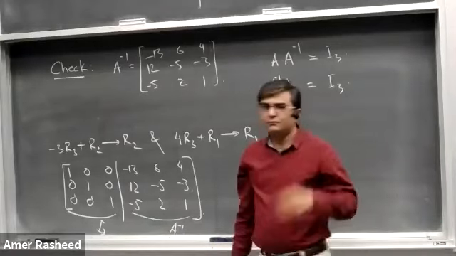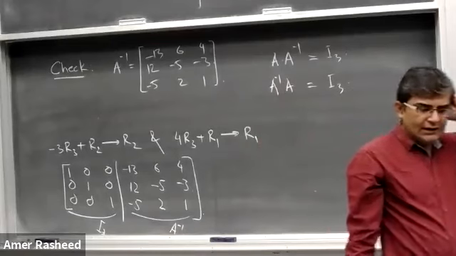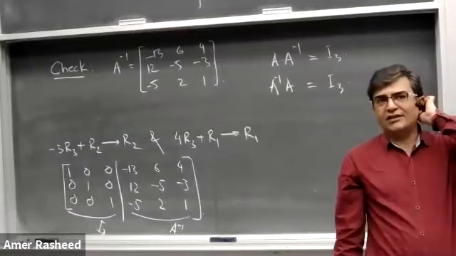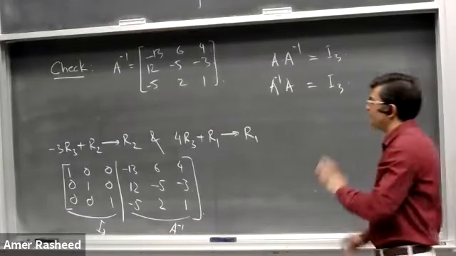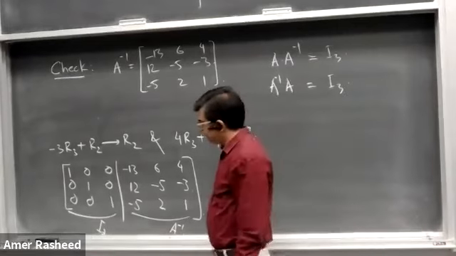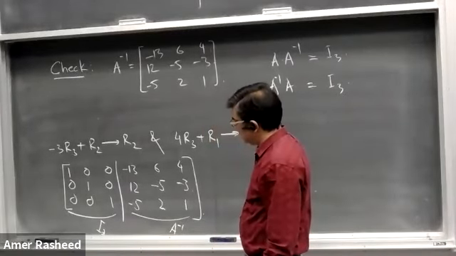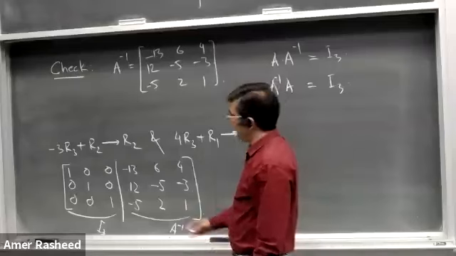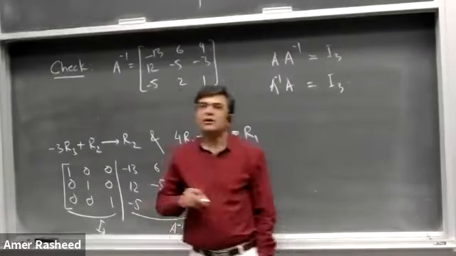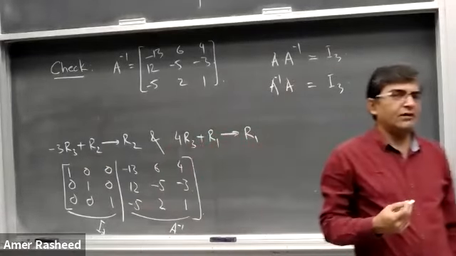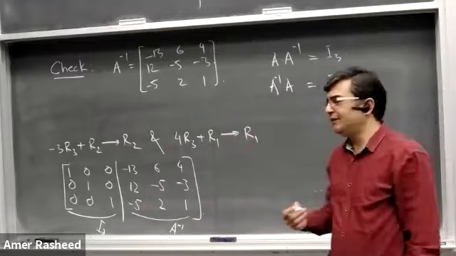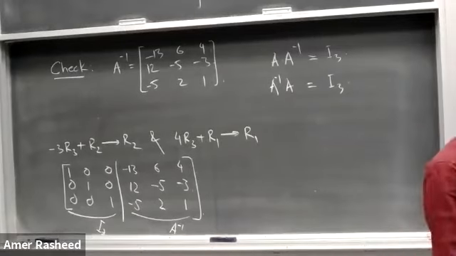Now, what if the inverse of a matrix does not exist? In that situation, what do we obtain here? Sir, if the inverse of the matrix doesn't exist, then we are not going to obtain an identity matrix over here. Yes, that's obvious.